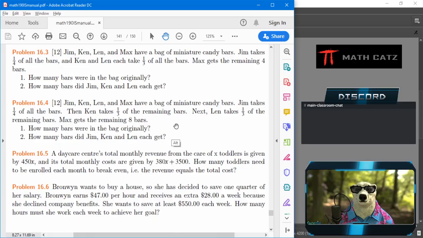Now, 16.4 is a little different, though if you read it fast, it looks almost identical. It is very much not. Jim takes a quarter of all the bars. Okay, that's the same. But then after that, Ken takes a third of the remaining bars. Len takes a third of the remaining bars after that, not a third of the original.